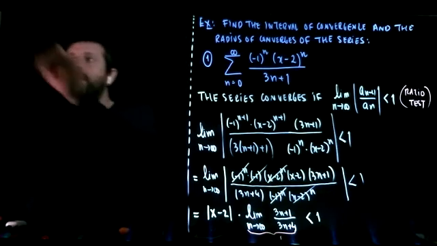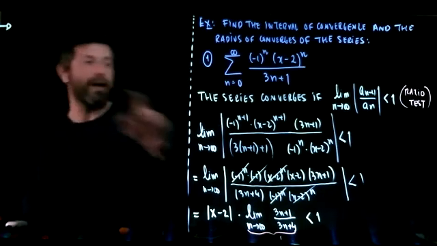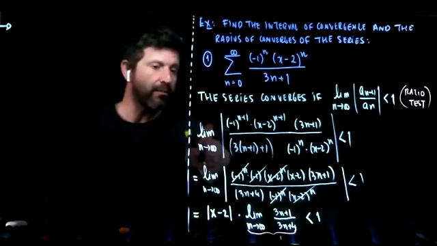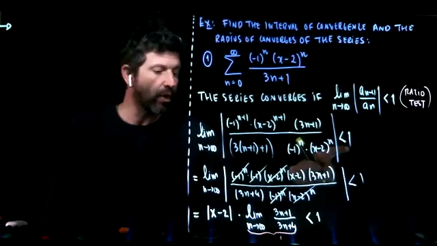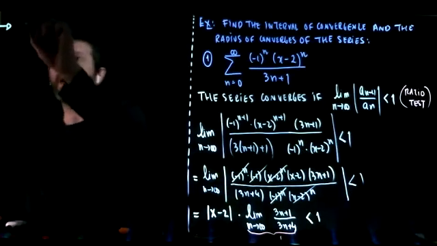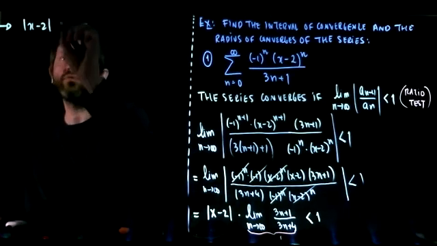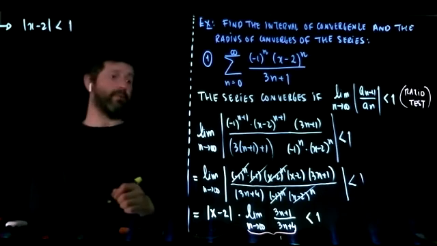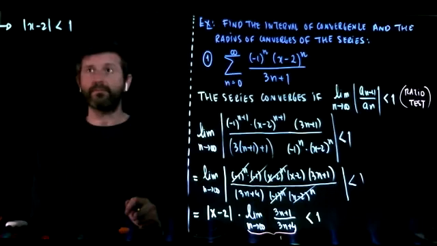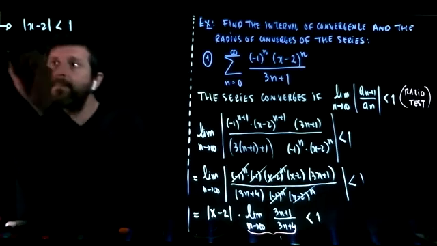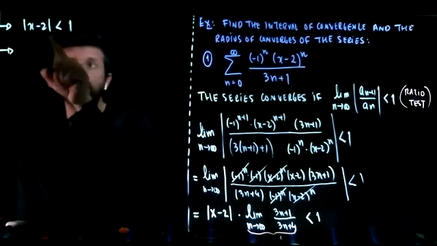So what do I have? I have that the limit as n approaches infinity of this an plus 1 over an is less than 1 only if the absolute value of x minus 2 is less than 1. That's what happens. Okay, because the limit there is 1. Are you good? How do we solve this inequality?